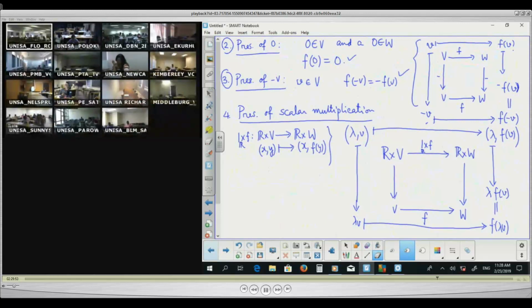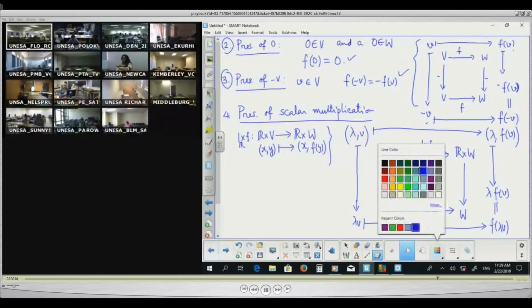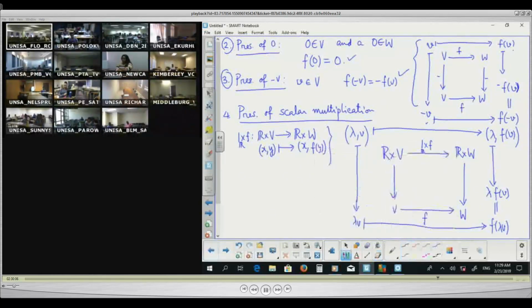In fact, let's settle this once and for all. So, what I'm saying is, suppose we have, one minute, let me finish this. Suppose we have two functions.